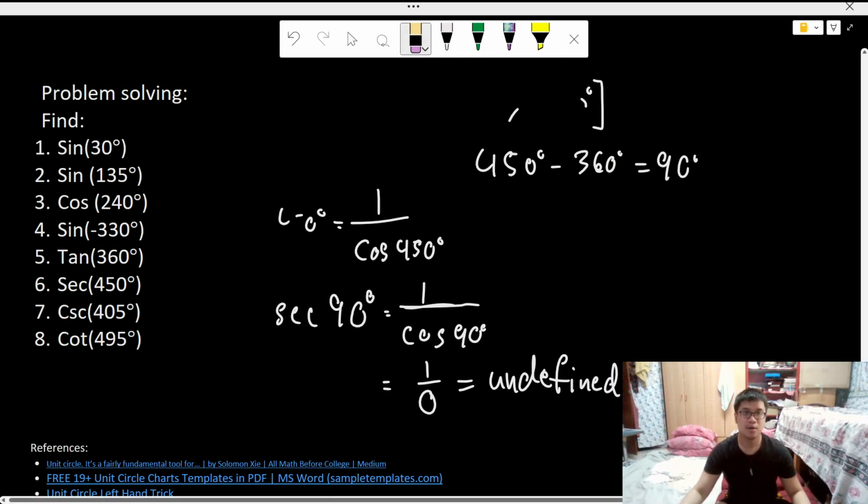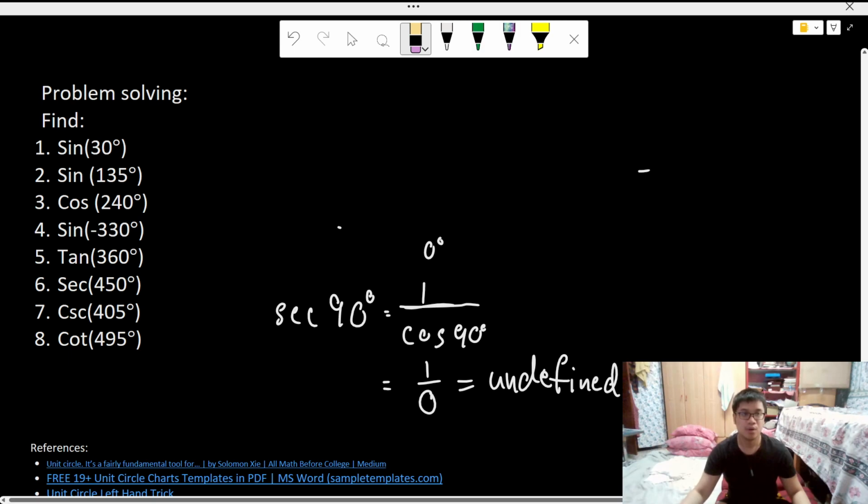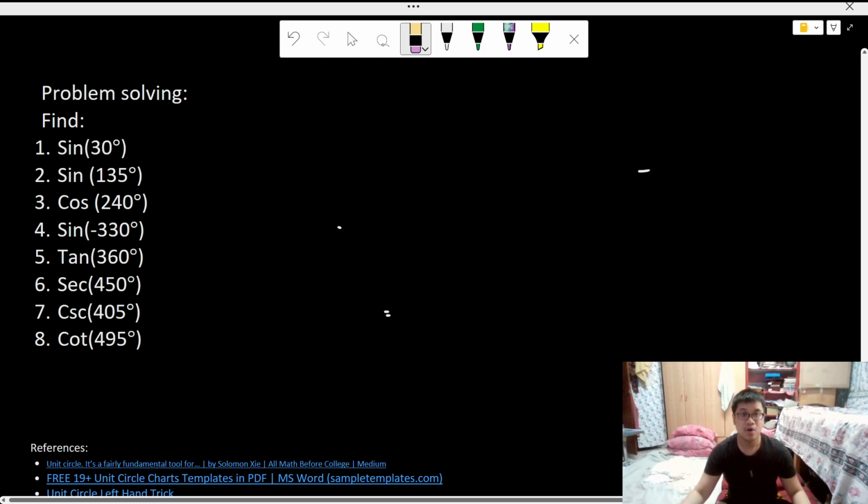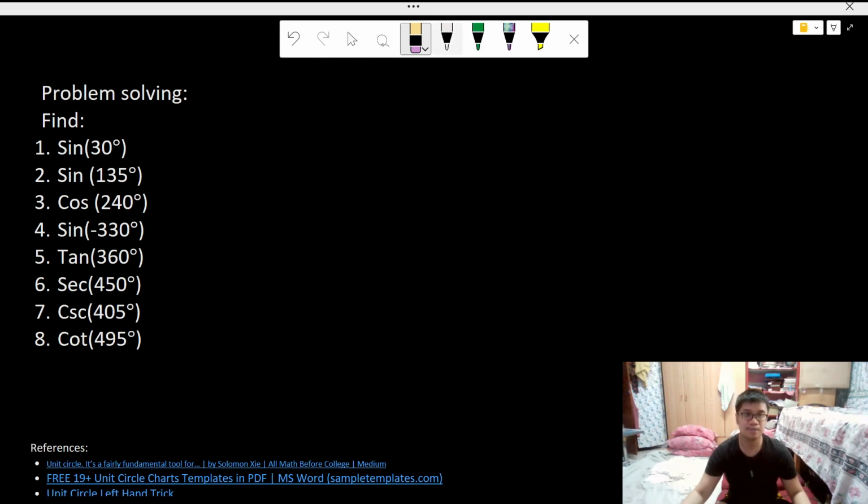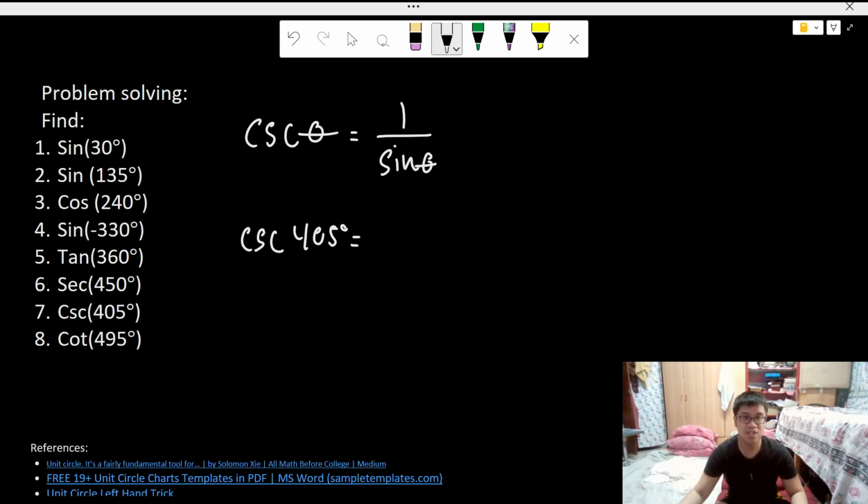So next, we have the last two problems. We are asked to find cosecant of 405 degrees. Remember that cosecant theta is just the reciprocal of sine theta, so it is 1 all over sine theta. And because of that, cosecant of 405 degrees is just the same as 1 all over sine of 405 degrees.